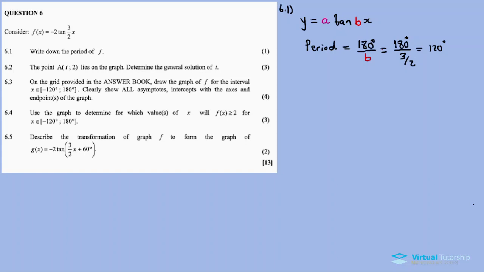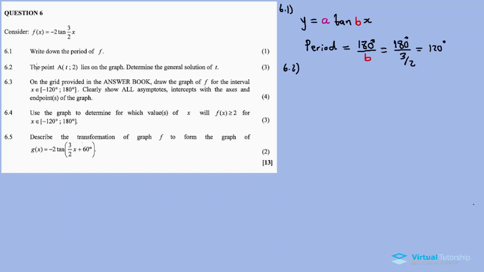So that is the period for 6.1. Now 6.2: the point A lies on the graph. Determine the general solution of t. For how many marks? 3 marks. Interesting.